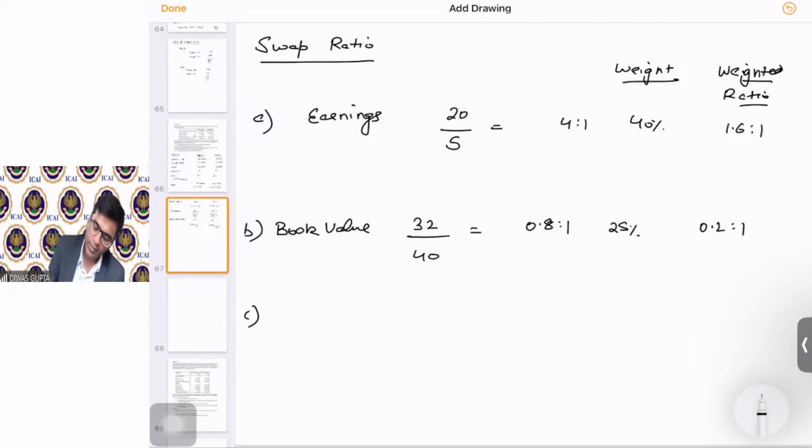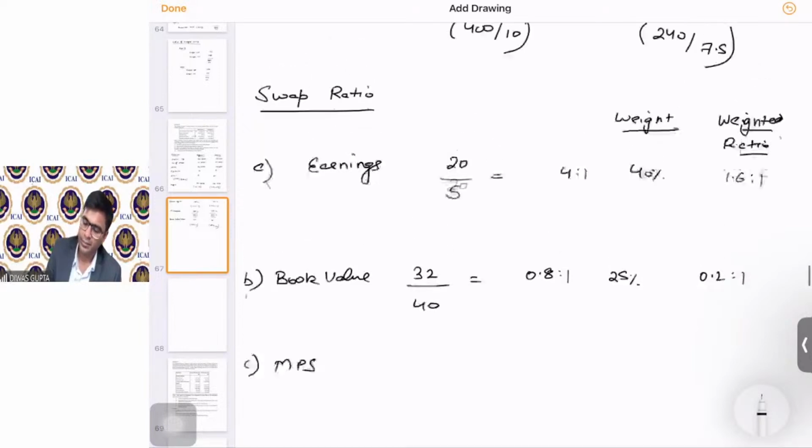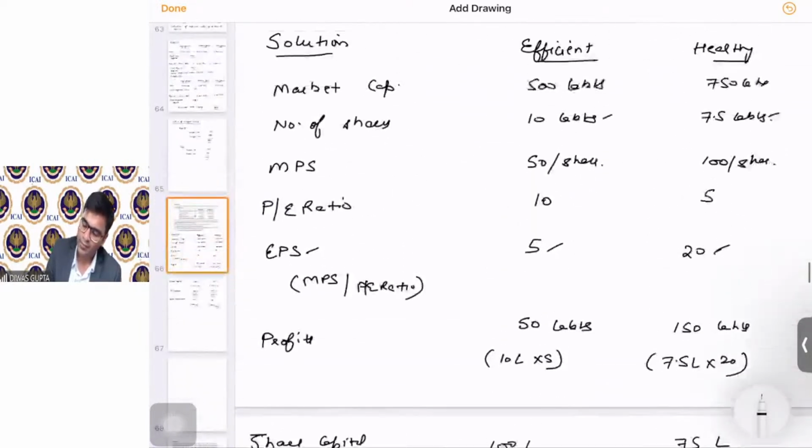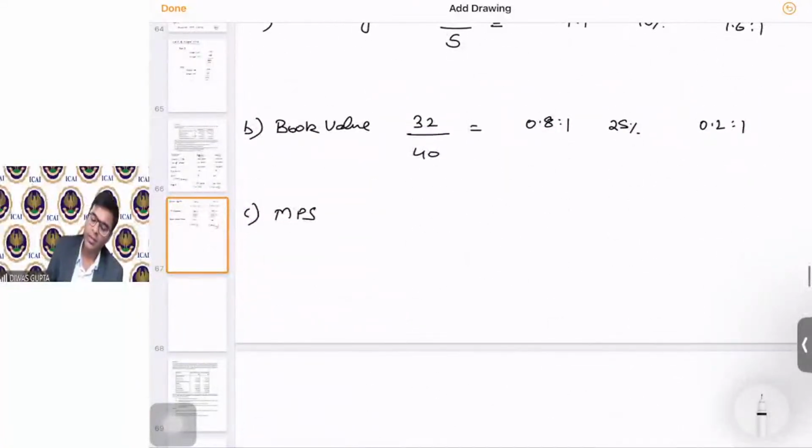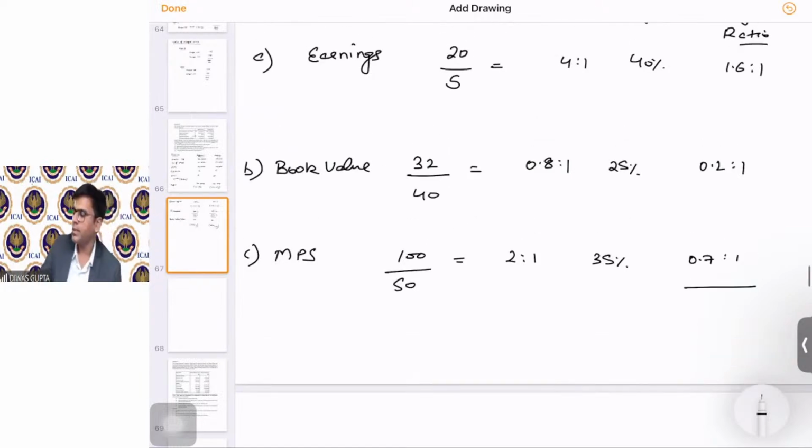Then the third part, market price per share. Market price was 100 for the target and 50 for the acquiring company. So this is 2:1, and this has a 35% weight. So it becomes 0.7:1. If we total it, 0.7, 0.2 and 1.6, we get 2.5:1 as the ultimate ratio, the total ratio.